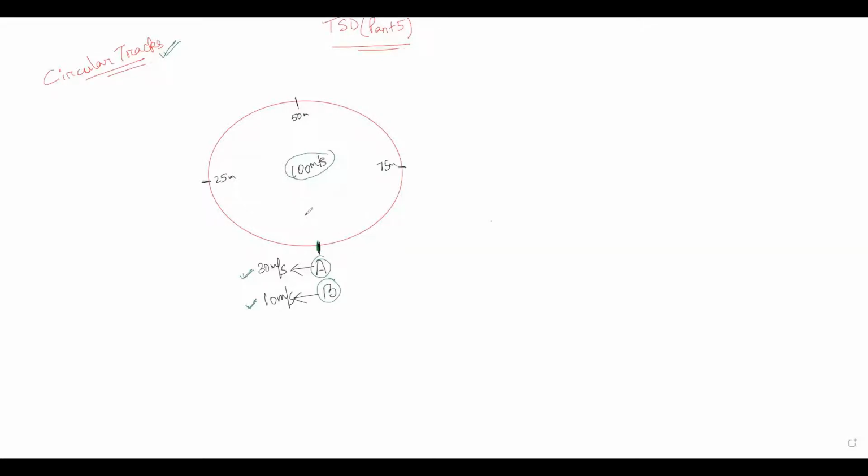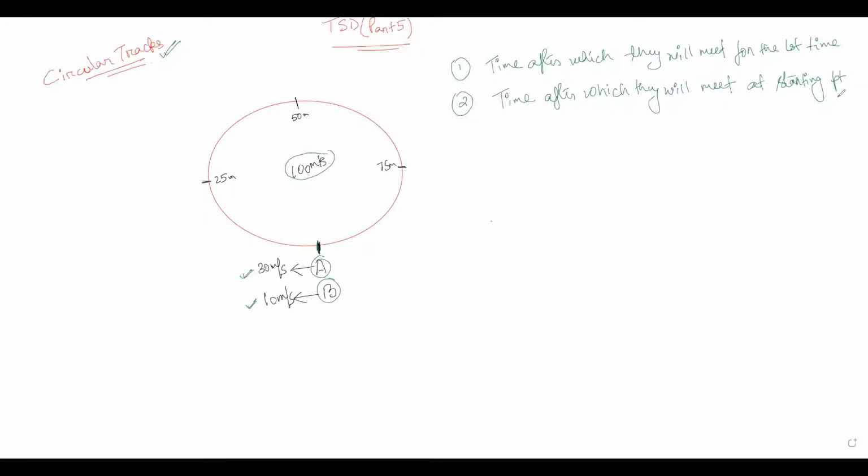Now, in circular tracks, basically there are two things in which we're interested. First is the time after which they will meet for the first time, and second, the time after which they will meet at the starting point.